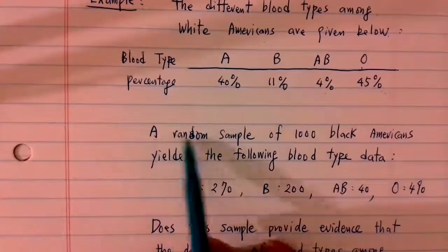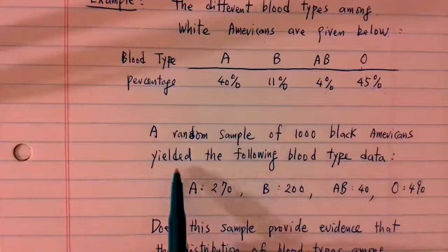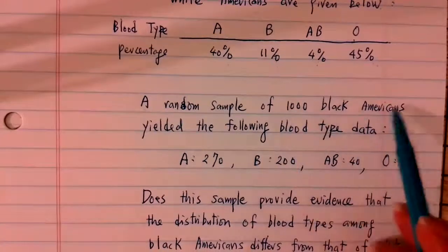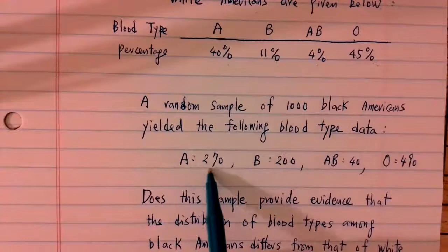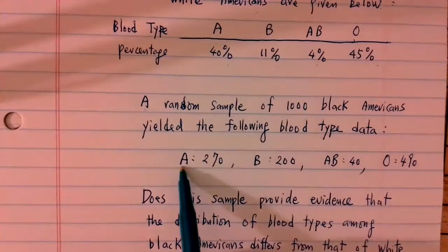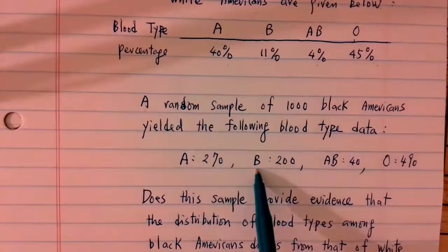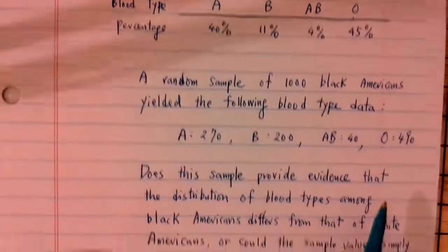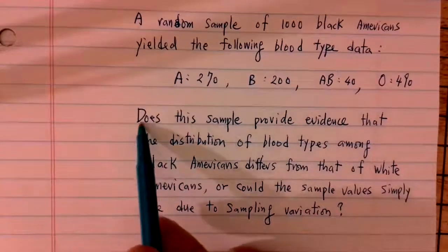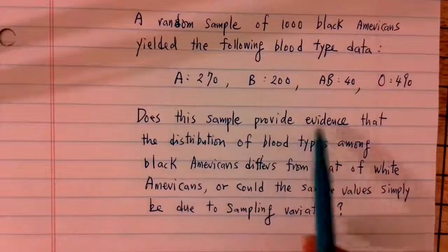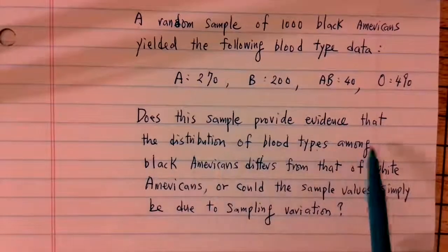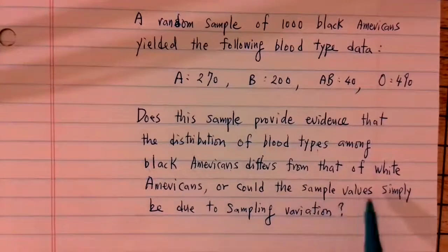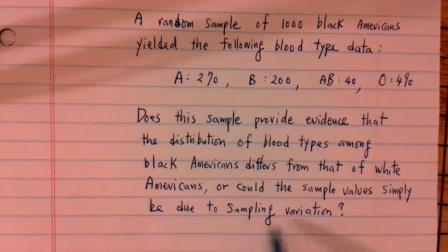Next, a random sample of 1,000 Black Americans yielded the following blood type data. Randomly select 1,000 Black Americans, and we find 270 are of blood type A, 200 are of blood type B, 40 are of blood type AB, and 490 are of blood type O. The question asked: does this sample provide evidence that the distribution of blood types among Black Americans differs from that of white Americans? Or could the sample values simply be due to sampling variation?